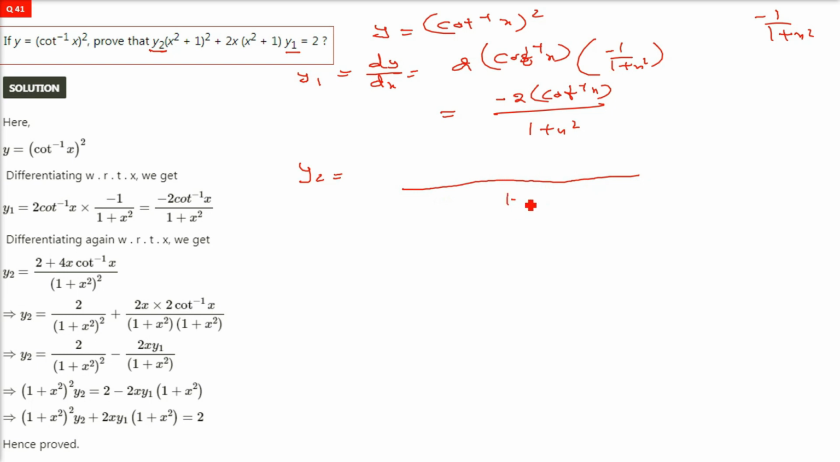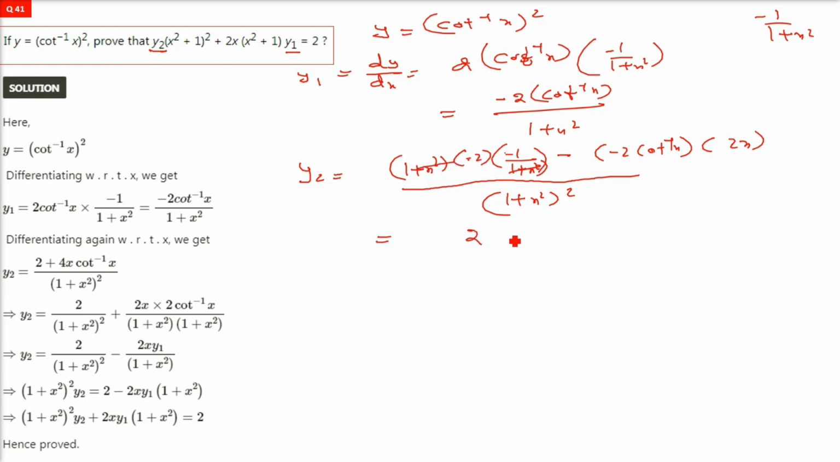So 1 plus x square whole square in the denominator, 1 plus x square here, differentiation of minus 2 cot inverse x. So minus 2 will remain like that, and cot inverse x differentiation is negative 1 by 1 plus x square. So minus 2 will come here. Cot inverse x differentiation is minus 1 by 1 plus x square. Then you have minus here. Then we have the same thing here, minus 2 cot inverse x divided by 1 plus x square, and differentiation of 1 plus x square is 2x. Okay, so this 1 plus x square gets cancelled, minus plus, so 2.